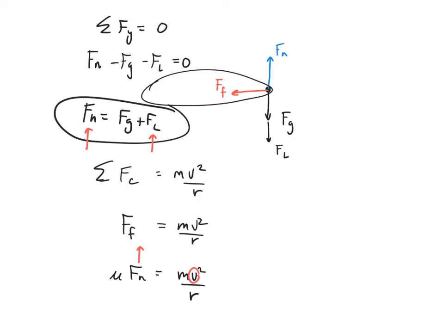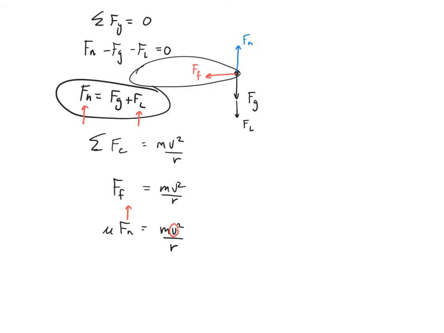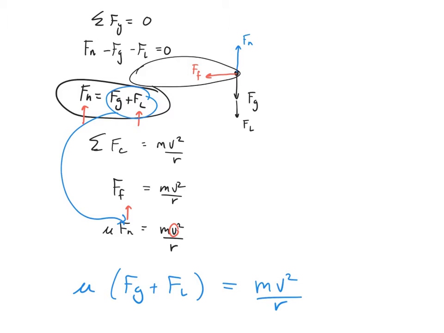Okay, so this whole problem and the whole premise behind it is recognition of the fact that we have multiple forces acting on an object when it's in circular motion. So let's replace Fn with its equivalent expression. Let's plug that in for Fn in the formula, and this formula becomes mu times Fg plus Fl equals mv squared over r.